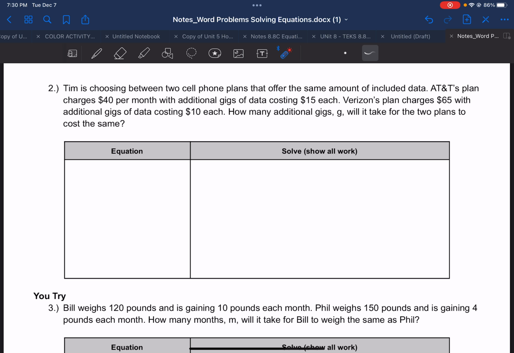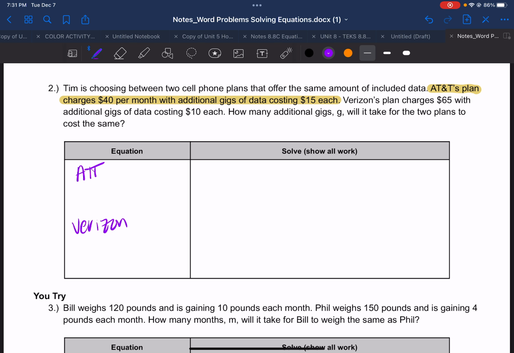So let's go ahead and write what we have, right? We have two plans. So we have the AT&T plan, and then we have the Verizon plan. All right, let's highlight the important information. So AT&T's plan, what is that? AT&T's plan is right here. It charges $40 per month with additional data costing $15 each, right? And then Verizon costs $65 with additional data costing $10 each.